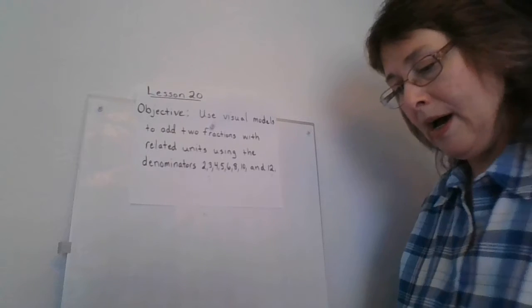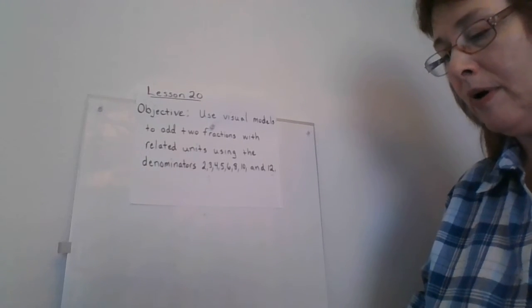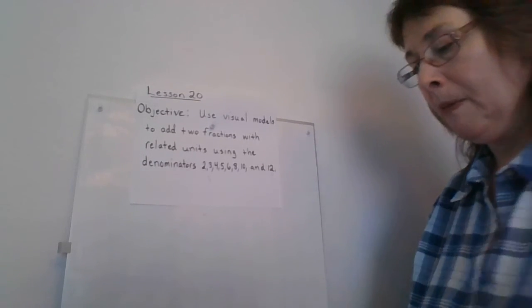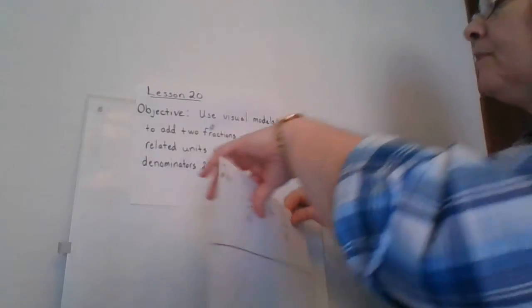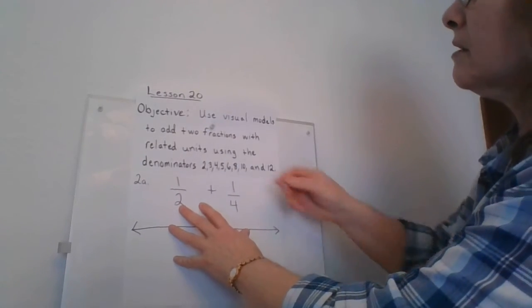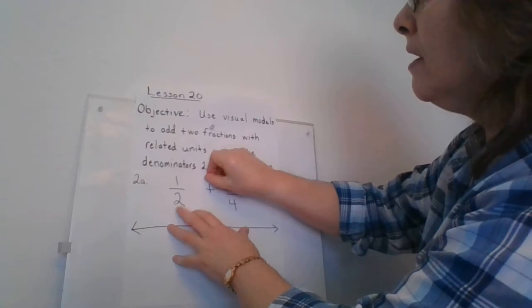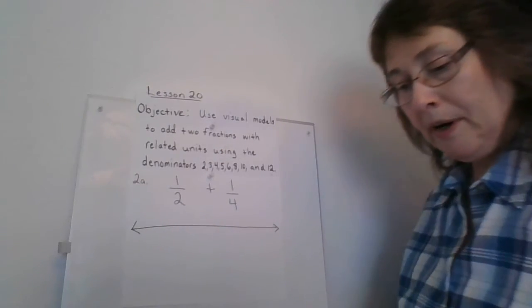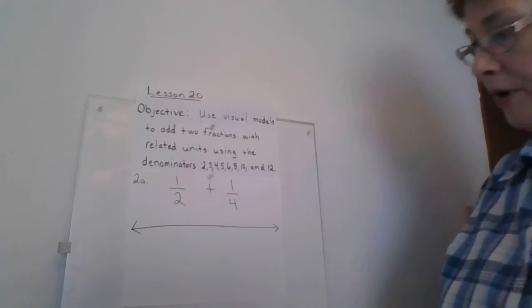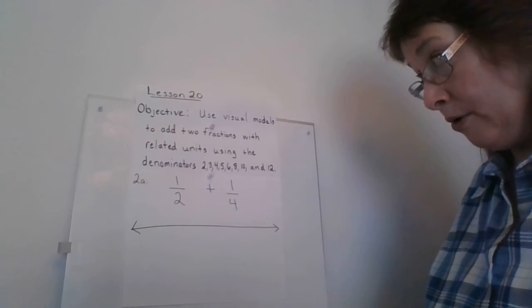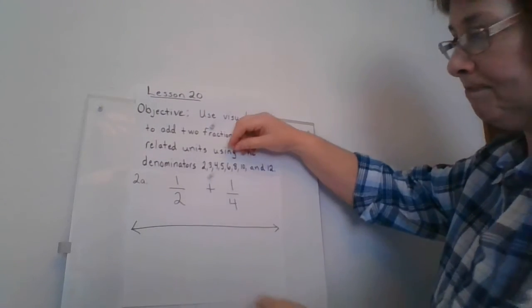We're going to move on to question number 2. And number 2 now wants us not to do a tape diagram, but they want us to use a number line. So we're going to add fractions now using a number line.